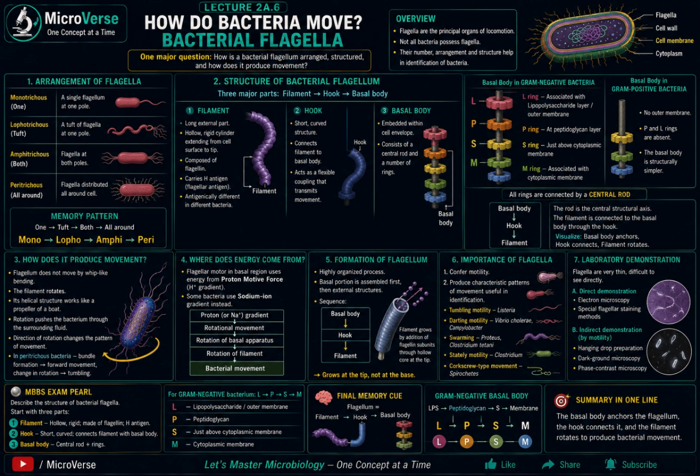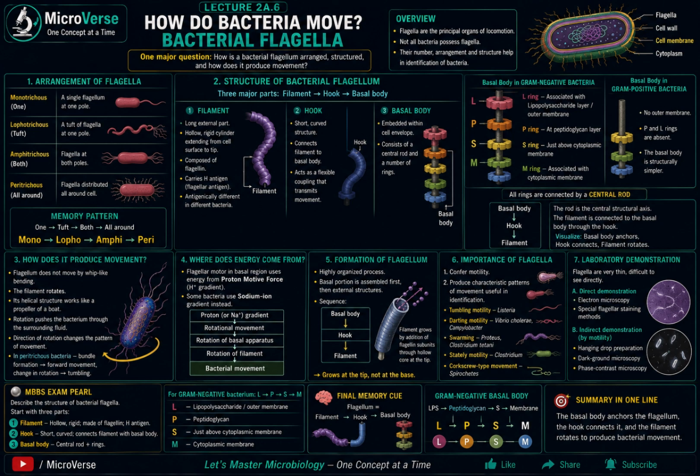Then the second part is the hook. The hook is a short curved structure located between the filament and the basal body. Its function is to connect the filament to the basal body. You can understand it as a flexible coupling that allows movement to be transmitted from the basal region to the external filament. Then the basal body. The basal body is the part embedded within the bacterial cell envelope. It consists of a central rod and a number of rings.